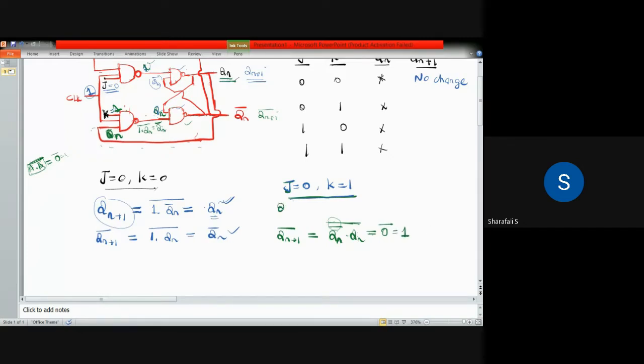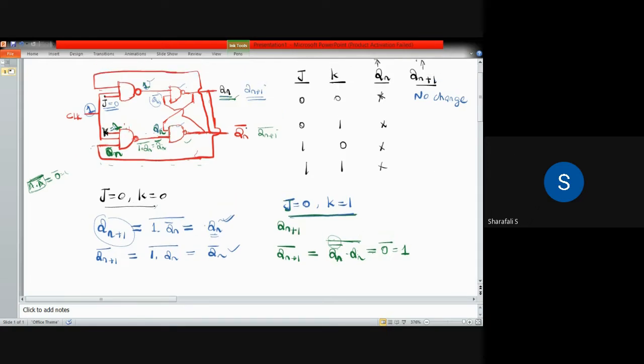Now if you consider Qn plus 1, what is the next stage for Qn plus 1? If you consider that J equal to 0 here, because we are considering this condition, J equal to 0, K equal to 1. So J equal to 0, and this output Qn bar is coming here. So if it is 0, then you don't have to consider this Qn bar, because if you take the dot product, that AND quantity will become 0. And if you take the complement of that as an output of this NAND gate, that will be equal to 1. So here also the output will be equal to 1.